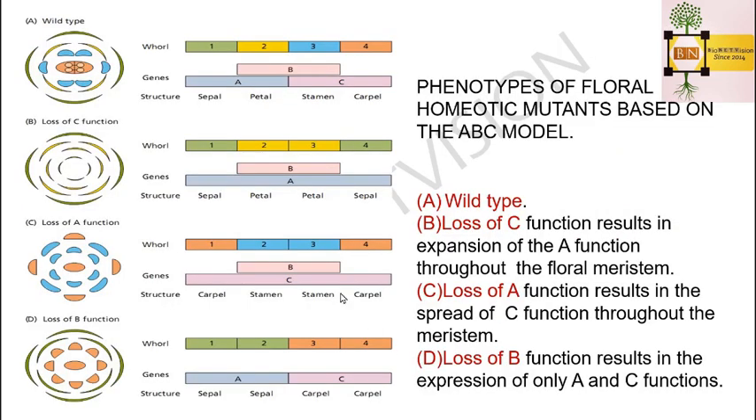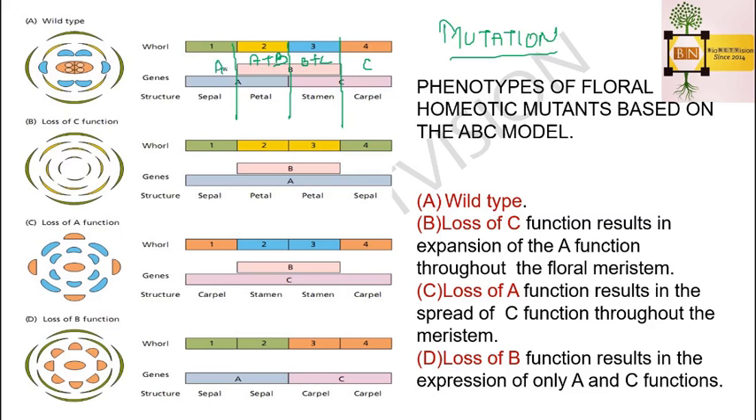Now this picture is very important. If you learn this picture by heart, you will be able to solve all the questions which come in your exam. So now we have to study what happens if any of the genes are mutated. What is the result of that? The first picture states that if it's wild type, if A is alone present, it will specify sepal. If A plus B is there, it will specify petal. If B plus C is there, it will form stamen. And if C alone is there, it will form carpel. This is B plus C, this is A plus B, and this is A alone.